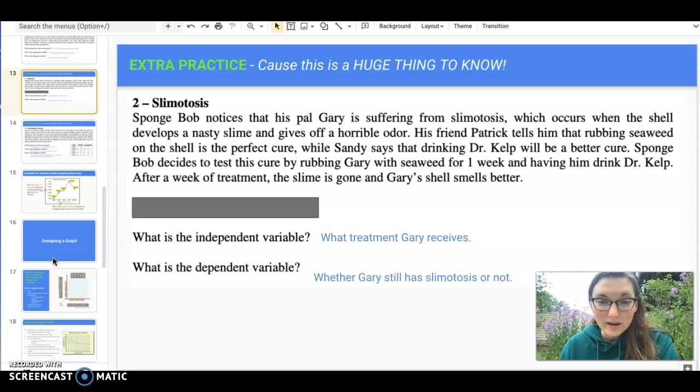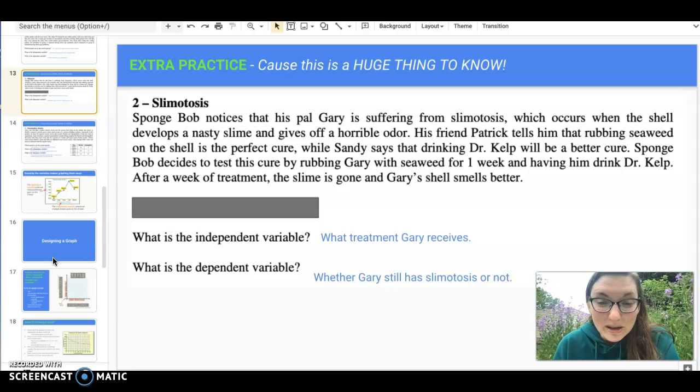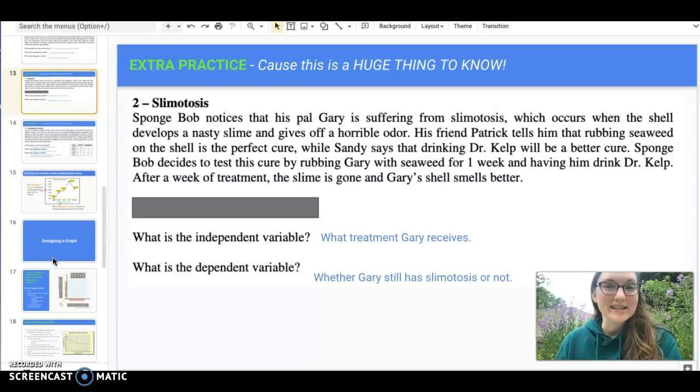Okay, so the independent variable here is what treatment Gary receives, because that is up to the scientist to decide which treatment he's getting at what time. And the dependent variable is whether Gary still has slimatosis or not. That's the thing that we're interested in looking at. Does he respond to treatment?